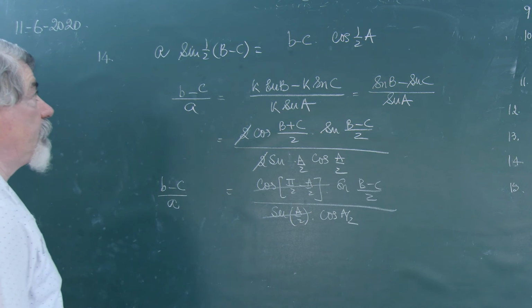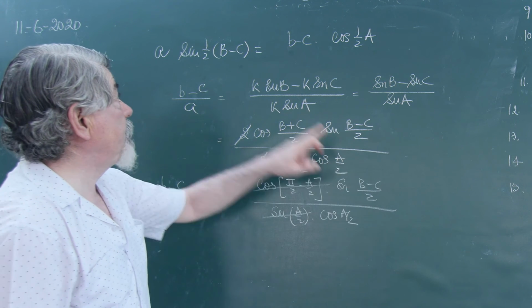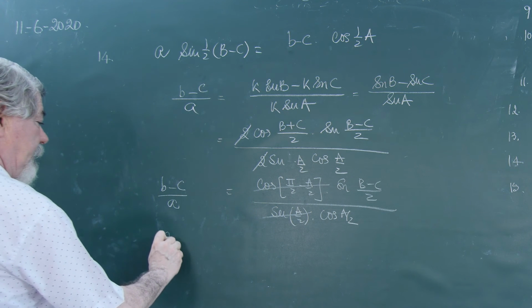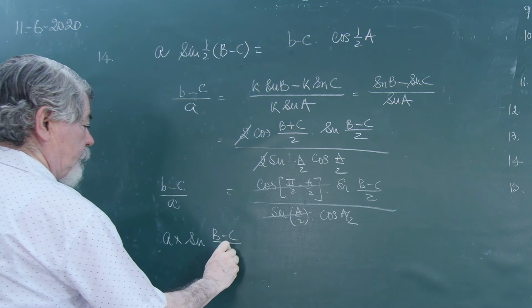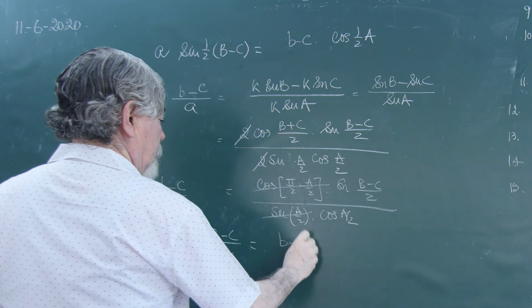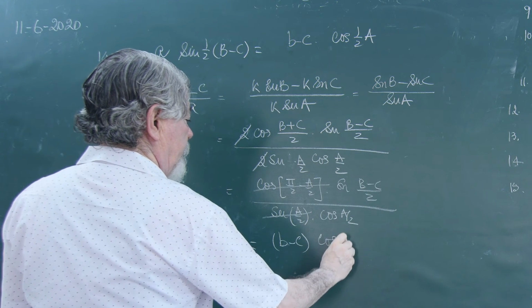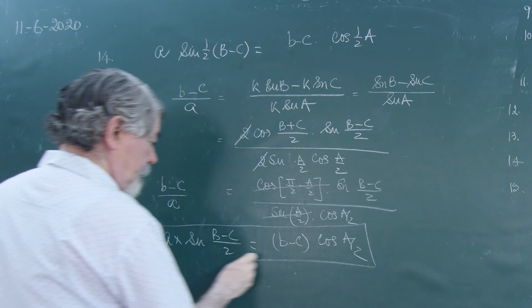When we cross multiply, what will we get? A into sine B minus C upon 2 is equal to B minus C cos A by 2. That is what we were supposed to get as the final answer.